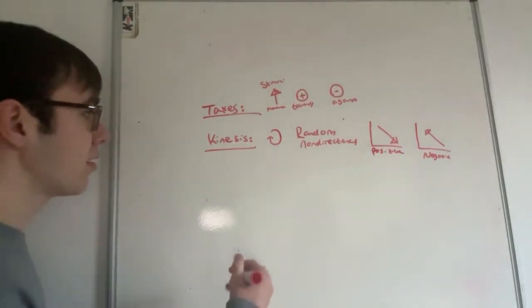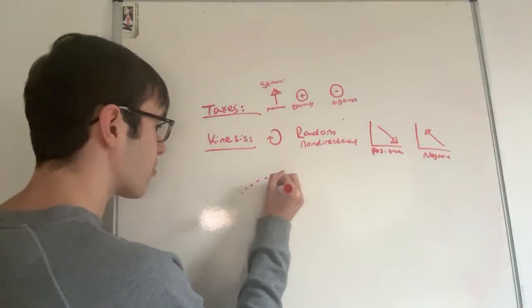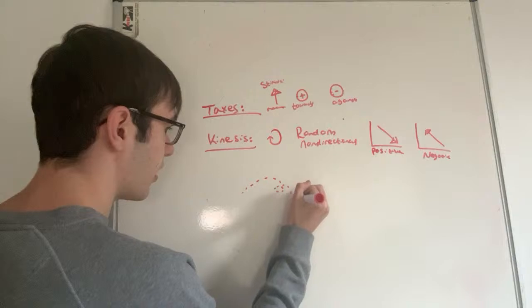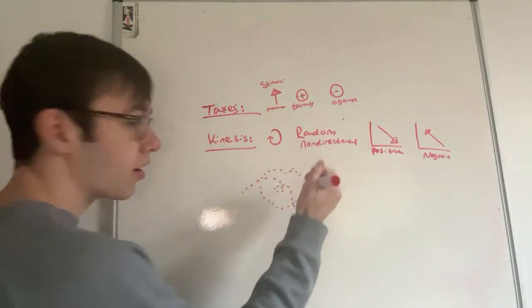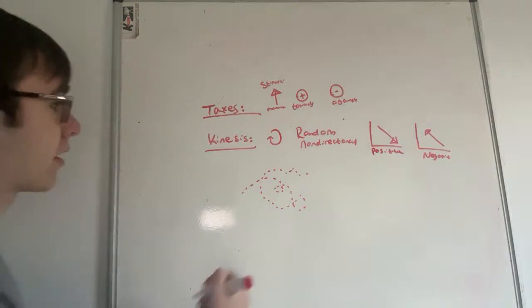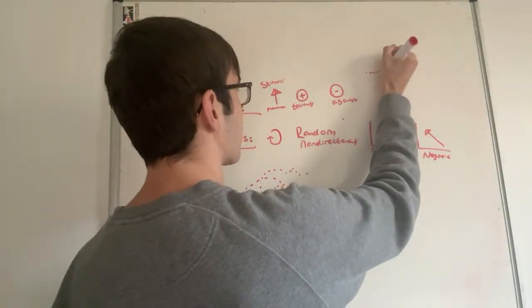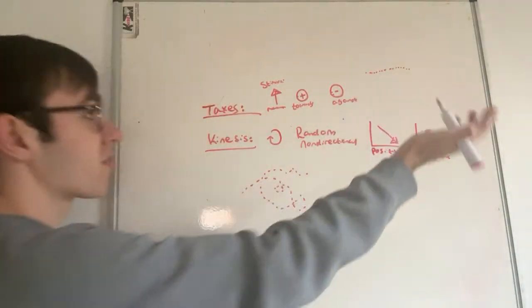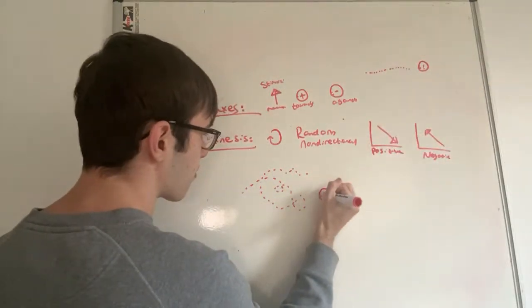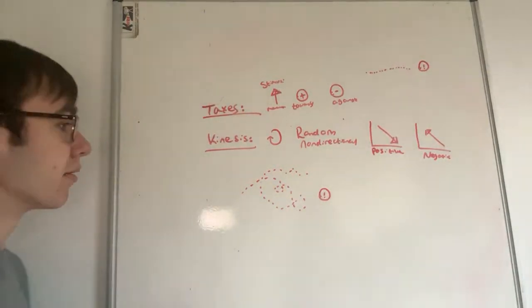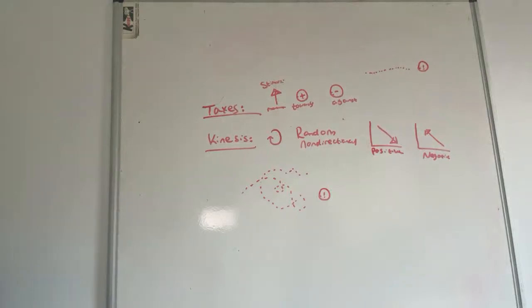So literally, kinesis would be like this. It's just randomly, the organism is just randomly moving around. Taxis would be more like direct. So if this is the stimulus compared to this, where, you know, it's random. There's no pattern to it.